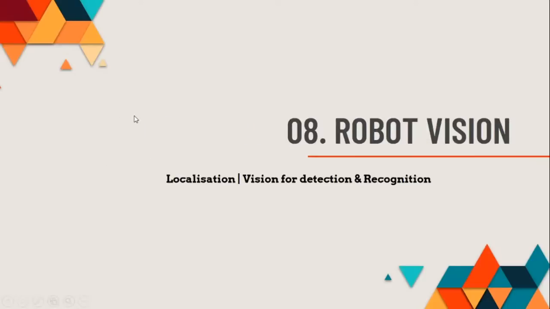Okay, and then robot vision. On robot vision, it is very simple. There are a lot of robots. We have seen Sophia, which is a humanoid robot. So we need vision. For localization, vision, detection, and recognition, we can go for robot vision applications.